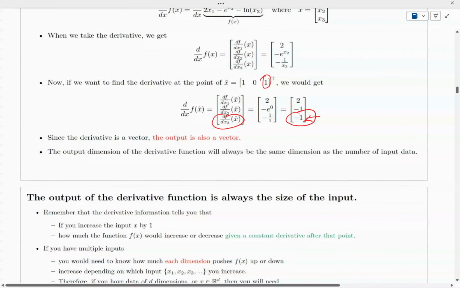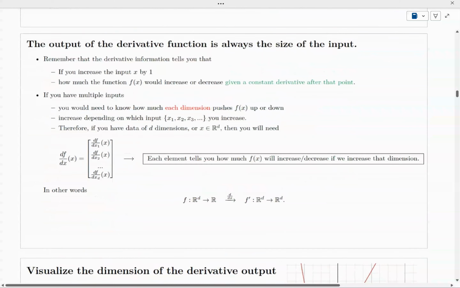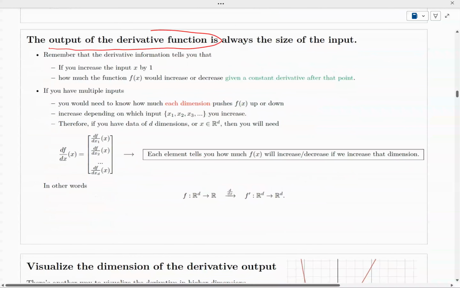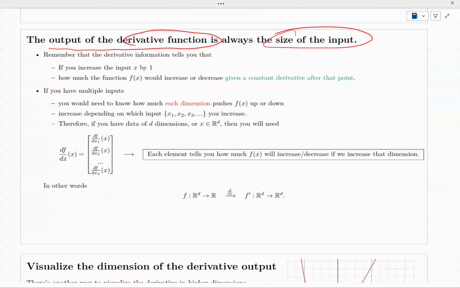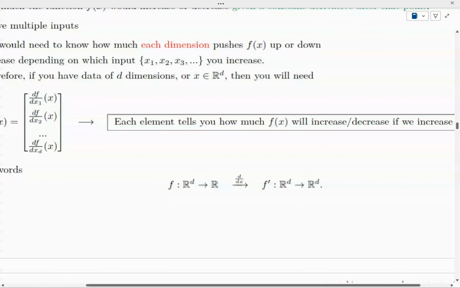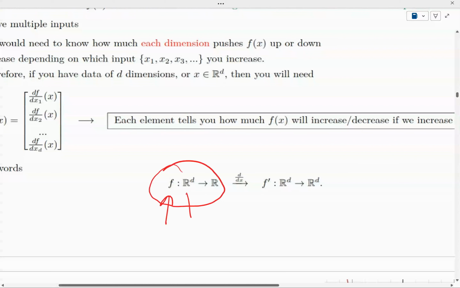Okay. So as a general rule, the output of the derivative function is always the size of the input. And that makes sense, because if you have multiple inputs, you need to know how, when you tweak each input, it's going to impact the output, right? So the function itself is defined as a function that takes d dimensions and outputs 1 dimension. However, after you take the derivative, the function still takes d dimensions in, but it outputs d dimensions out. Okay, d-dimensional as a vector.